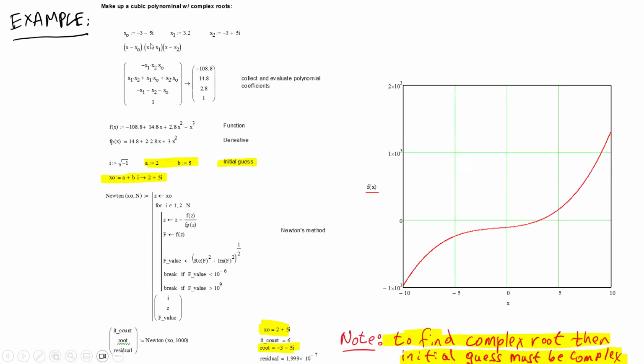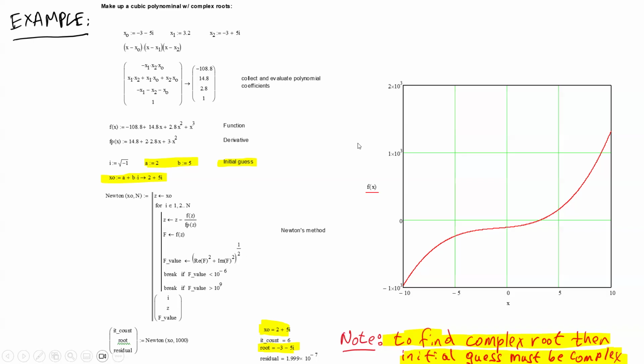Looking at this cubic polynomial function, it has three roots. Two of these roots are complex and one of them is a simple root. If we try to find a complex root, the initial guess must be set up as a complex number. For example, once the initial guess is set up as 2 plus 5i, after iterations, we find this root, which is one of the roots of this function.